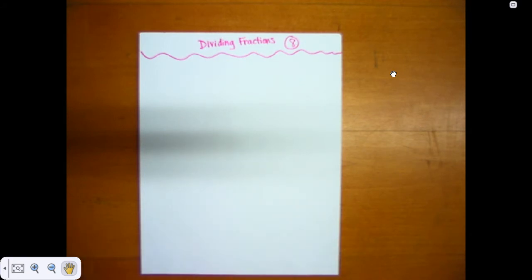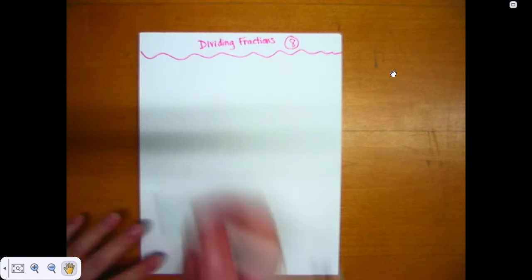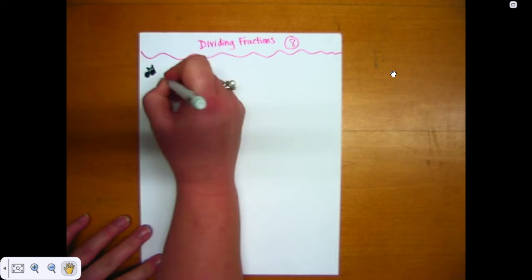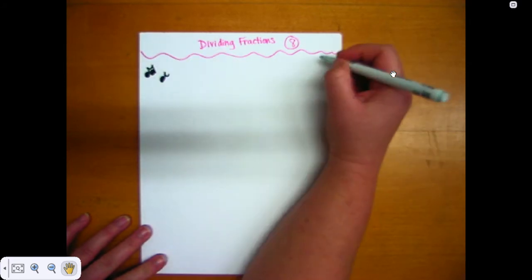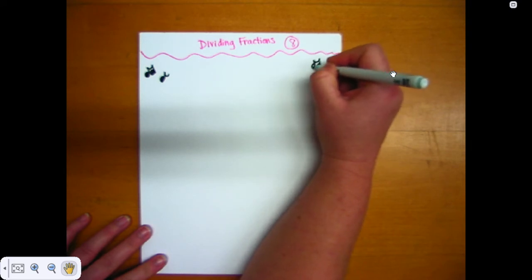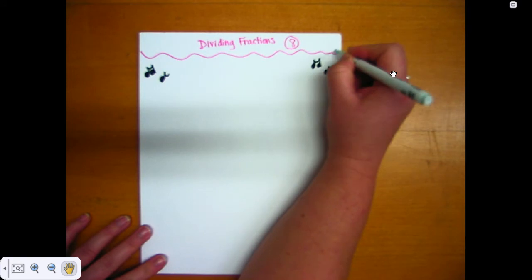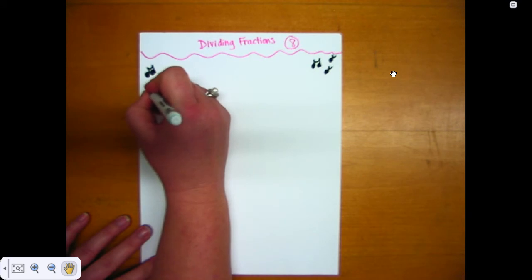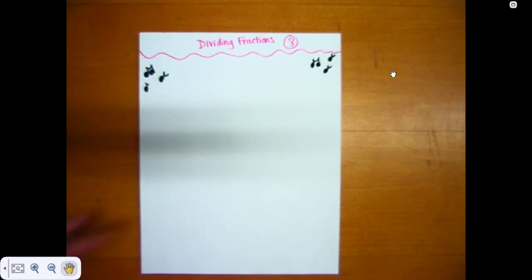Okay, dividing fractions, you don't have to find a common denominator, but you do have to remember something. And I like to use this rap. So I'm going to draw some music signs. I don't know anything about music, so these may not be the right kind of notes. I just wanted you to know that it's a song. Okay, you ready? If you have two fractions and you want to divide, you flip the second one and multiply. So that's what we're going to write.